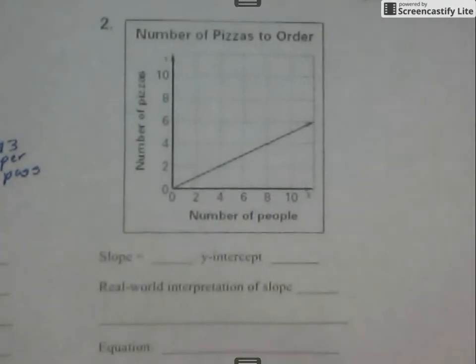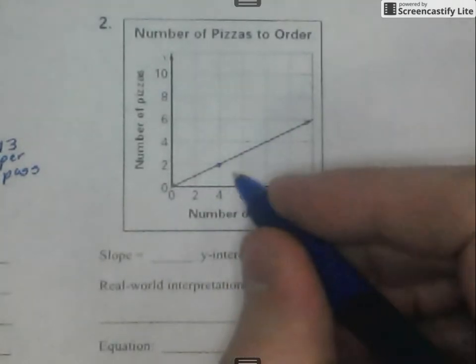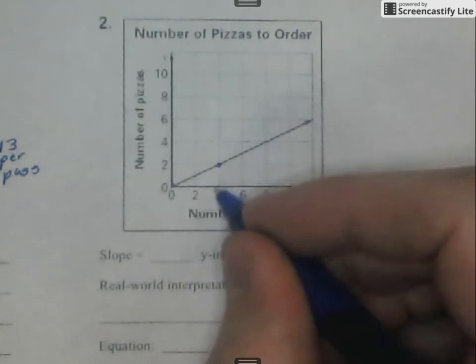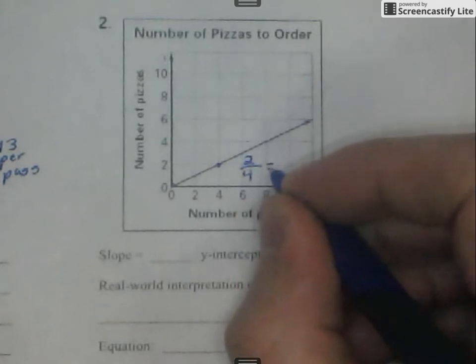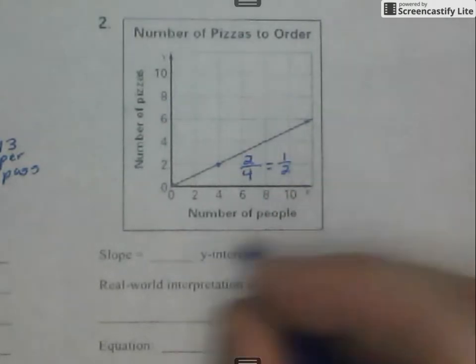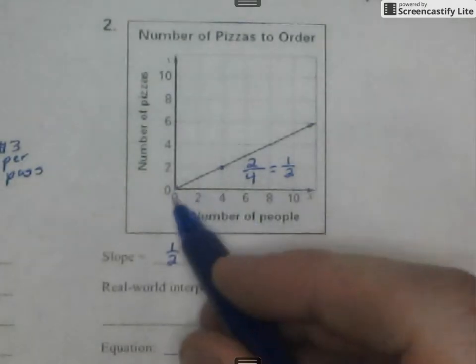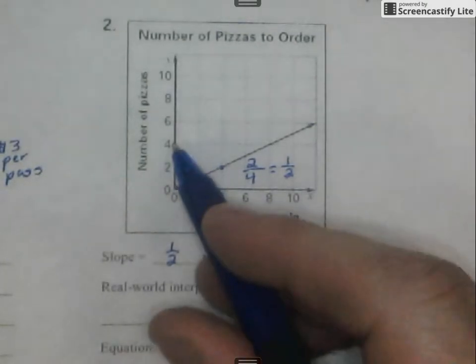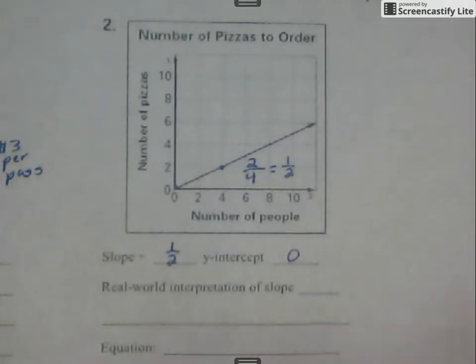All right, number 2, the number of pizzas to order. We know the slope. We have to choose 2 points. I always choose easy points when I can. My slope is rise over run. So I go up 2, and I go over 4. My slope in this case, if I reduce it, is 1/2. We always want to reduce our slope when we can. The y-intercept is where it crosses my y-axis. In this case, it crosses my y-axis at 0. My equation will be y is equal to 1/2 x plus 0.